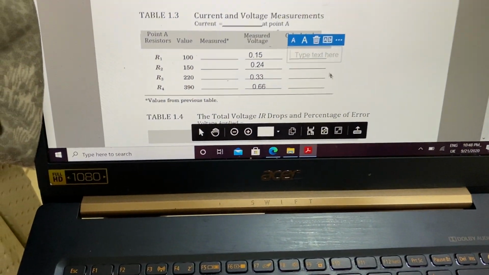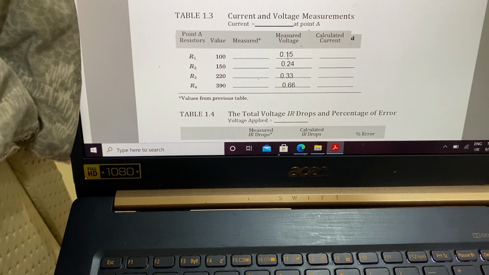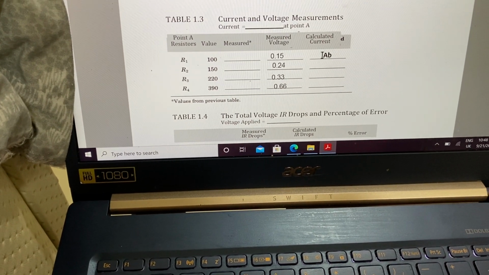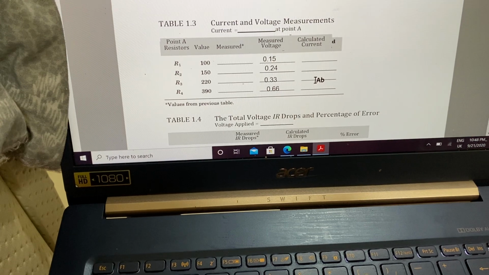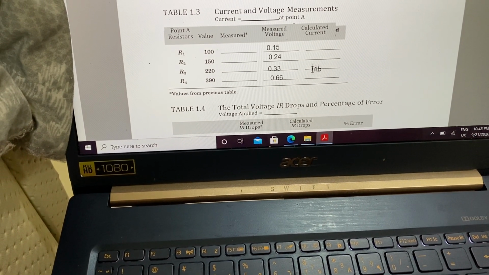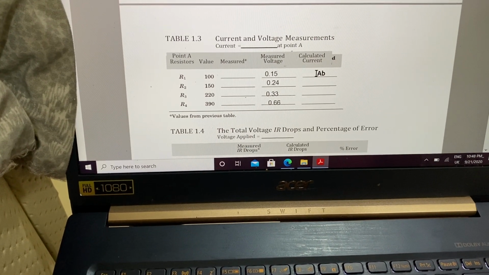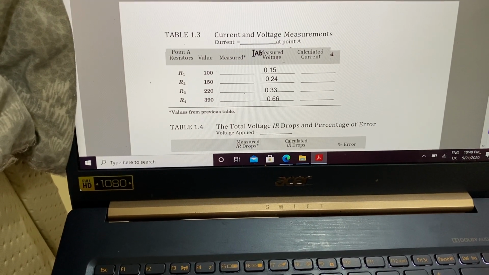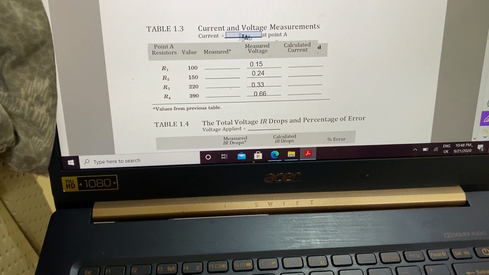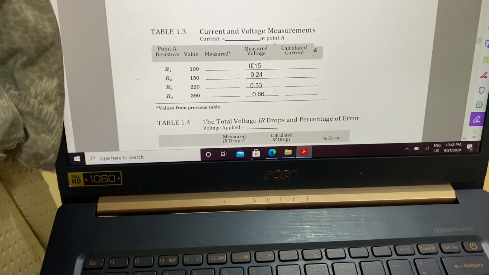So here, to calculate the current, I will divide the voltage drop over the resistance value and find out the current of each resistance. You will notice that these four currents have the same value, which means that in any series connection, the current flowing in the circuit will be the same, and it doesn't change with the components.